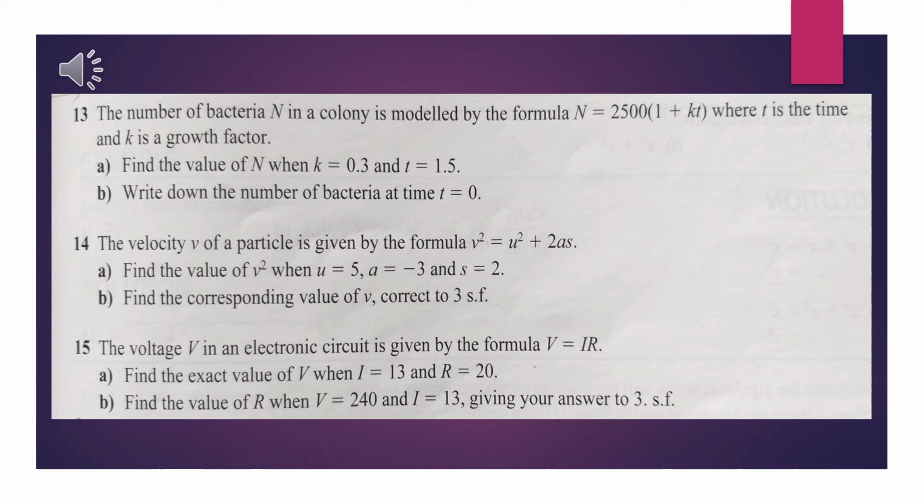Question number 15 is also a very famous equation from physics, V equals IR, that is Ohm's law. Part A. Find the exact value of V when I equals 13 milliamperes and R equals 20 ohms. You can substitute 13 into 20 and get the answer as whatever comes. Part B. Find the value of R when V equals 240 and I equals 13, giving your answer to three significant figures.